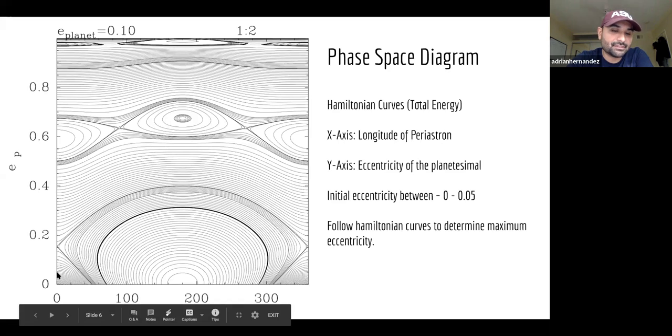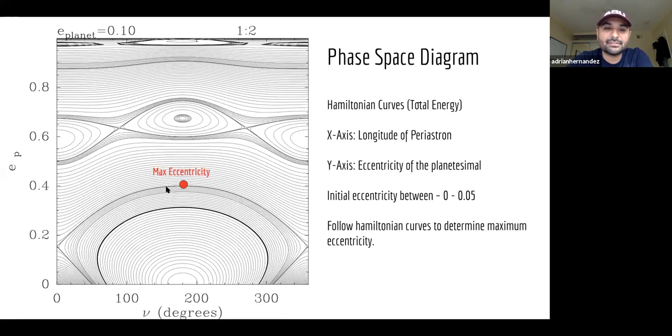The way you want to read this is that you look to the space where you're considering, and you want to follow these lines up all the way to the maximum peak here. What this maximum peak describes is the maximum eccentricity that a planetesimal can gain when in mean motion resonance of this type, when there's a perturbing planet of this eccentricity.